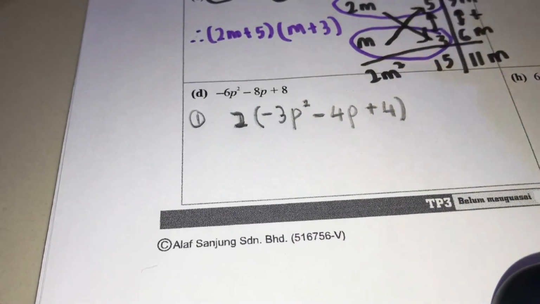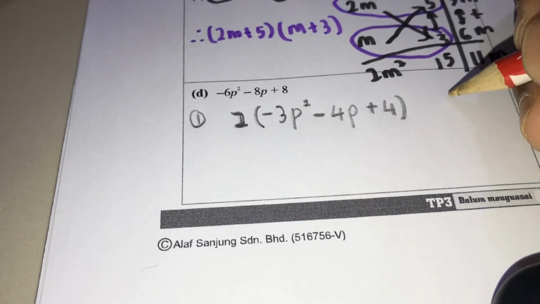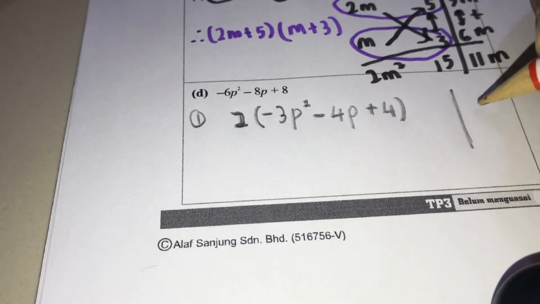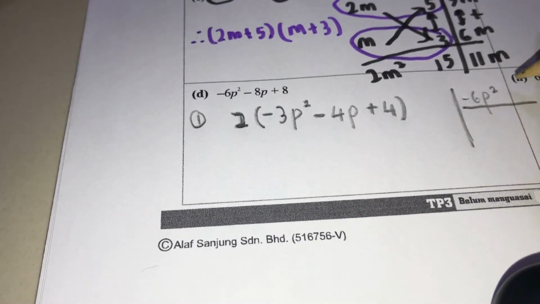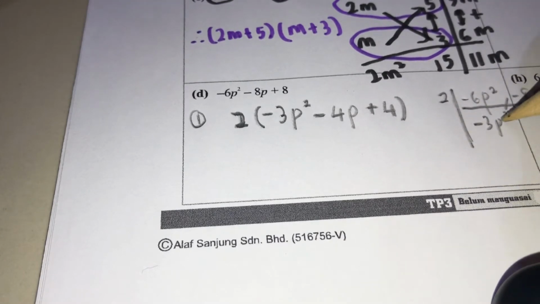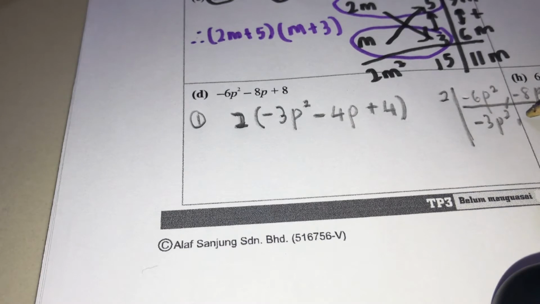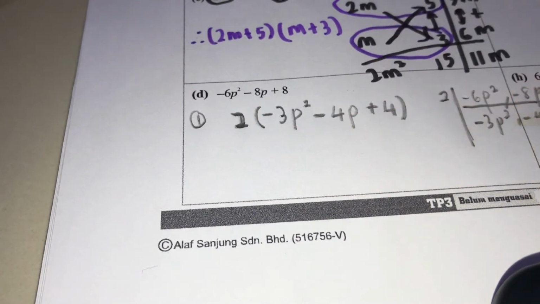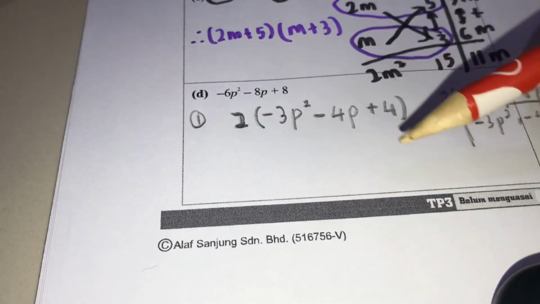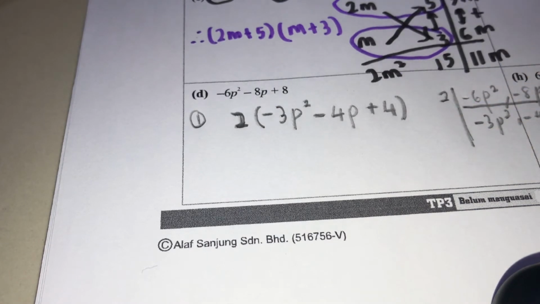If you can think like this, you no need to write the HCF method. If you cannot, you have to write the repeated division like this. Negative 8p and then 8. Then divide by 2. So you get negative 3p square, negative 8p divide 2 is negative 4p, 8 divide 2 you get 4. Then 2 here, and copy this one here. So if you can think, you no need to write this method.